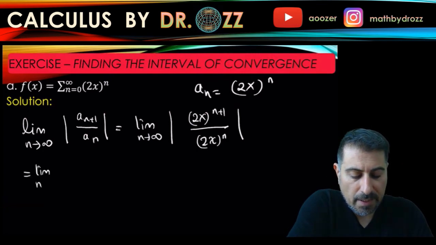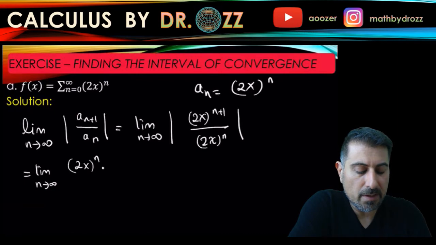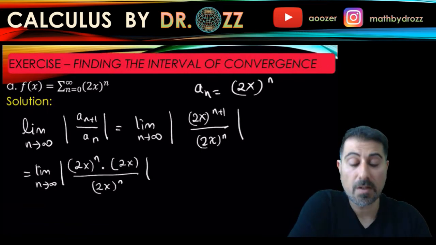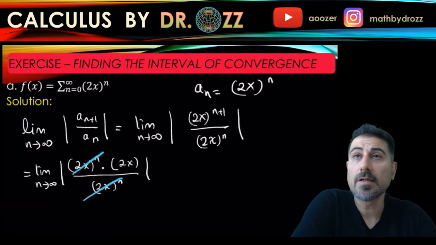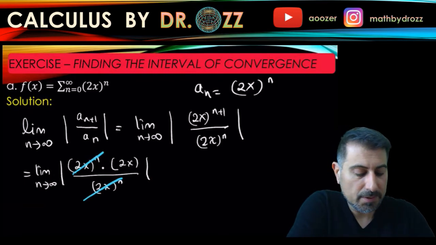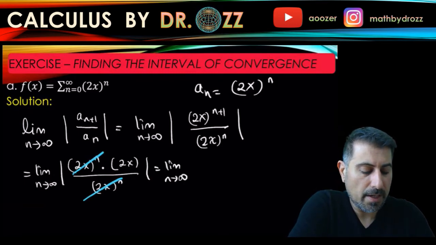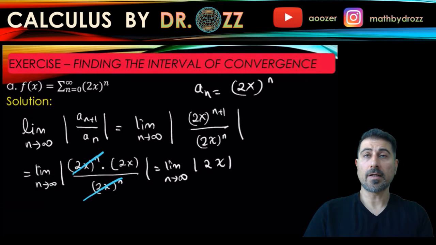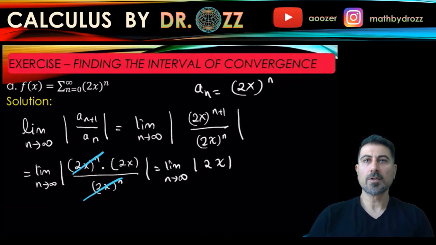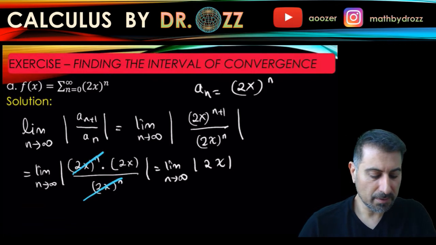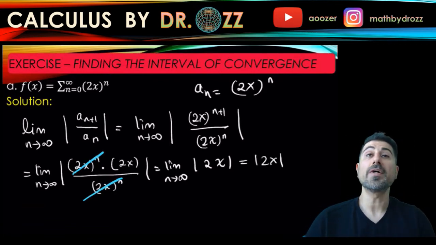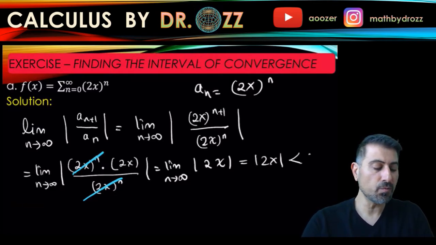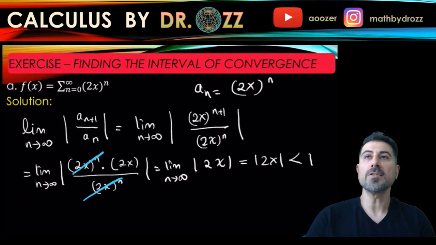So what I have here is (2x)^n times 2x divided by (2x)^n. Okay, and (2x)^n divides out, so I have the absolute value of 2x. As I said, x is something that I'm going to peg along the way, so you can take it as like a number. The limit of a number is a number, so this limit value is just the absolute value of 2x. And the ratio test says that if this limit is strictly less than 1, then the infinite series is convergent.